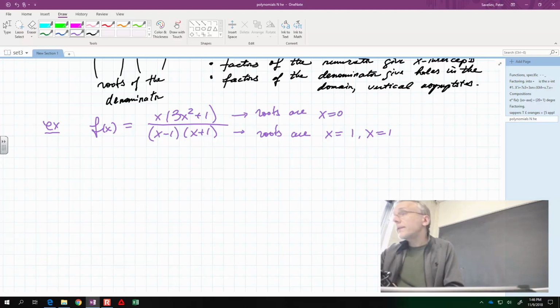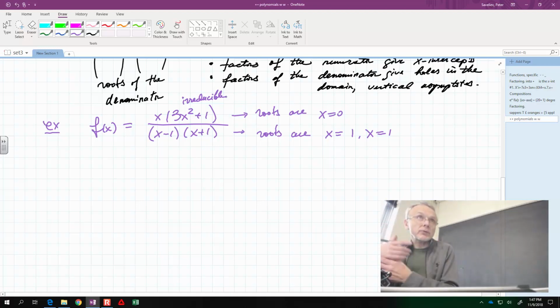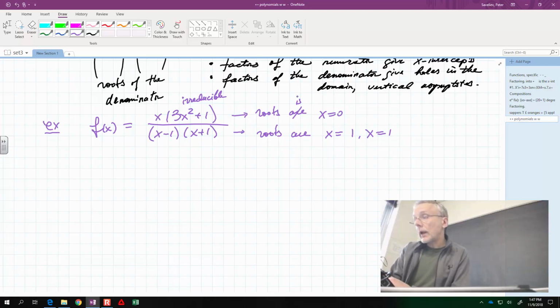The second factor is irreducible. You can guess that it is irreducible because 3x squared is always positive and 1 is always positive, which means the whole thing is always positive. It can never cross the x-axis. It can never equal 0, so it's irreducible. So there's only one zero to worry about, which means that 3x squared plus 1 will not contribute anything to our analysis.